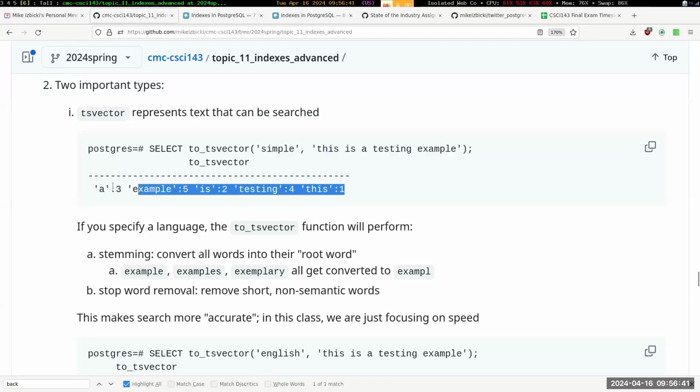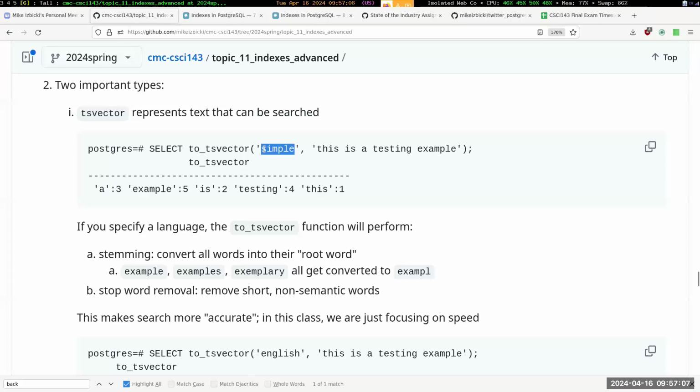You won't need to necessarily, so for example, for the final exam, I'm not going to ask you anything about the details of how this representation of the TS vector is formatted. But as you're reading through the documentation on the JSON and the RUM indexes, they will be displaying this information a lot. And so it's useful to understand what this is representing.